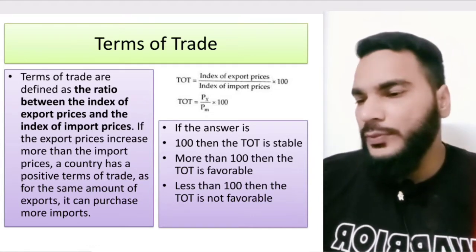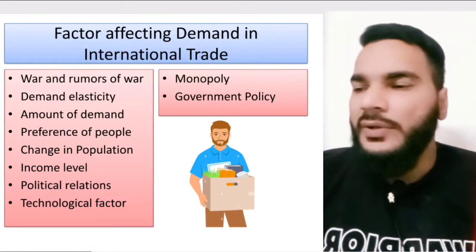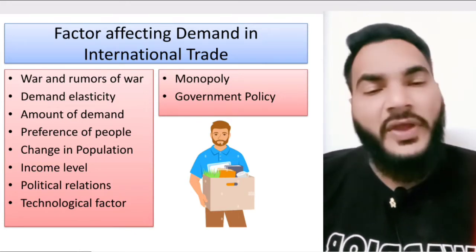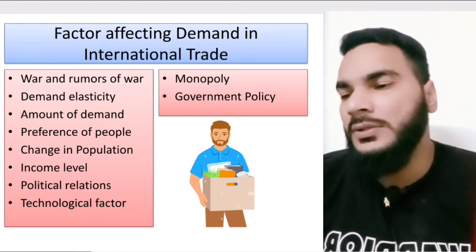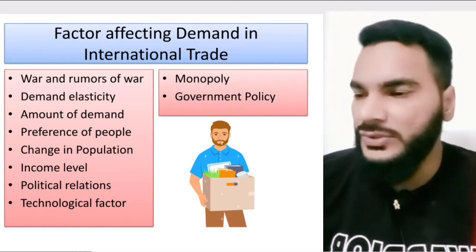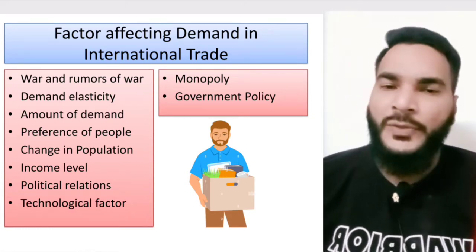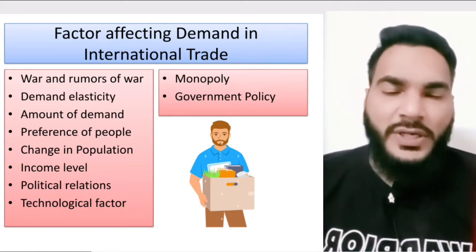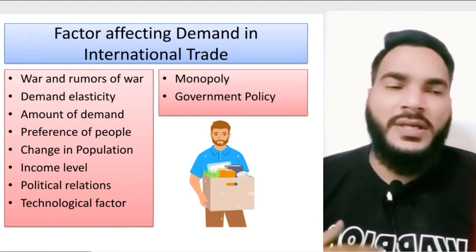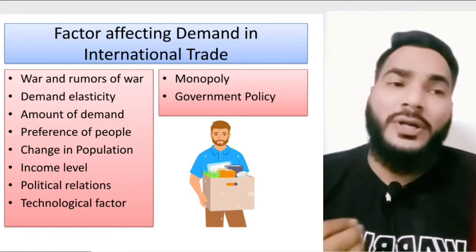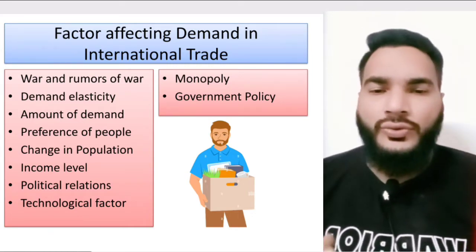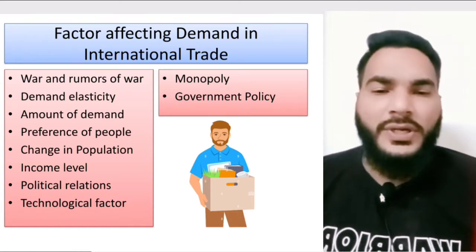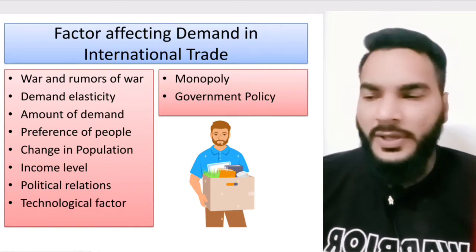Let us move on to the second slide. That's the most important question for our exam: what factors actually affect the demand in international trade. The first one is war and rumors of war. That's a very common thing. When the relation between two countries is not good, when any kind of rumors are there for war, or actually war is there, that affects international trade, whether it is import or export, both are affected.